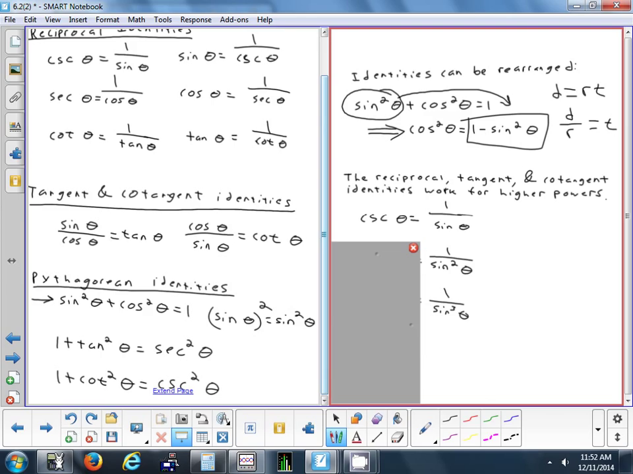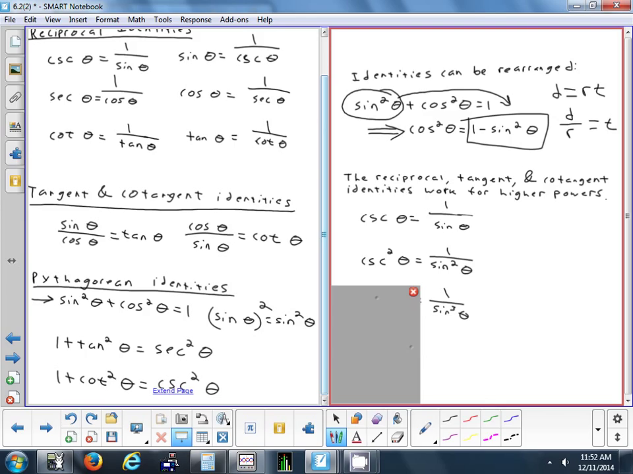So your reciprocal, your tangent, and your cotangent identities, the top two groups. You can use those identities with higher powers. So if you flip sine, you get cosecant. What do you think you're going to get if you flipped sine squared? You wouldn't get cosecant, but you would get, what do you think you'd get? Yeah? Would you get cosecant squared? Yeah, you get cosecant squared.